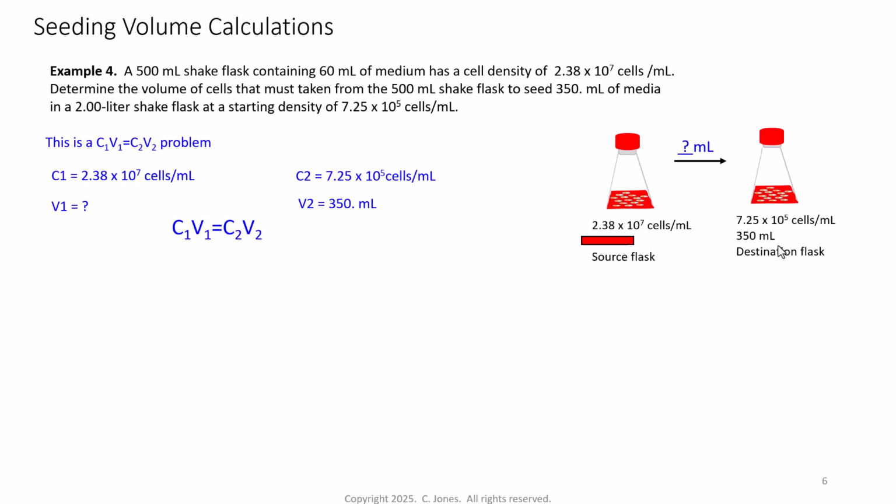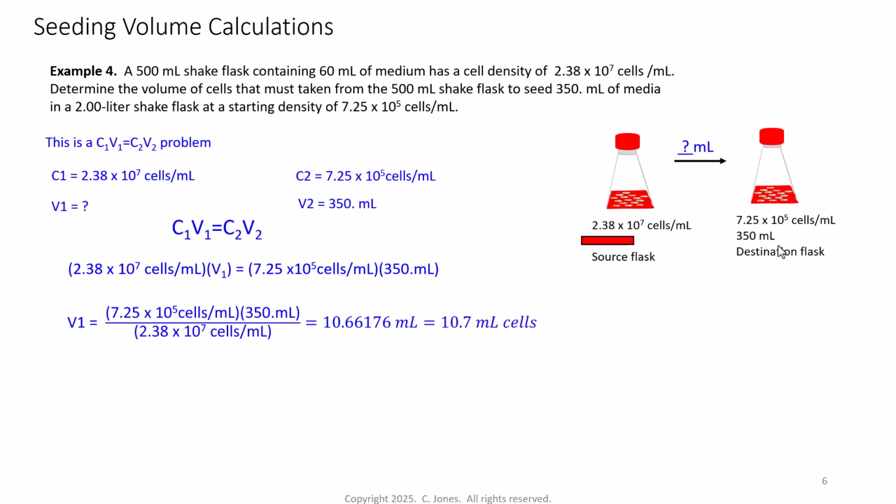Solve the problem, C1V1 equals C2V2. We're just going to plug each value into the corresponding variable in the equation. Solve for V1. And again, when we solve for V1, after the round off, we see that we have 10.7 mils of cells. All right.